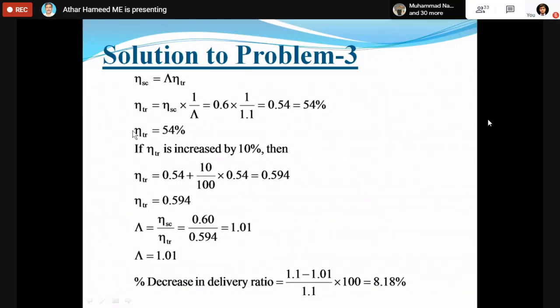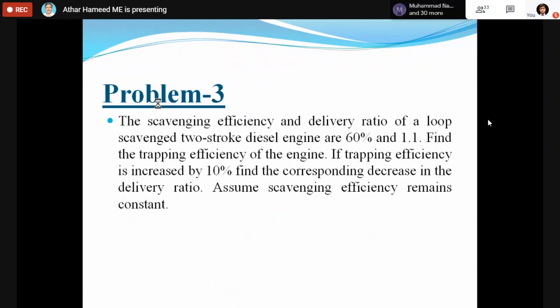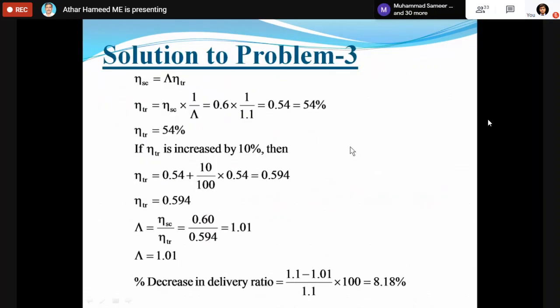तो ट्रैपिंग एफिशिएंसी ये आपको गिवन है. स्कैवेंजिंग एफिशिएंसी ये उसने कहा 60% है. ठीक है. तो ये आ गया आपका ट्रैपिंग एफिशिएंसी, कितनी आ गई? 54%. Now if trapping efficiency is increased by 10%, तो फिर अब आप इसको 10% 64 नहीं करेंगे, बल्कि आप इसको करेंगे 0.54 plus 10 over 100 into 0.54 is equal to 0.594.